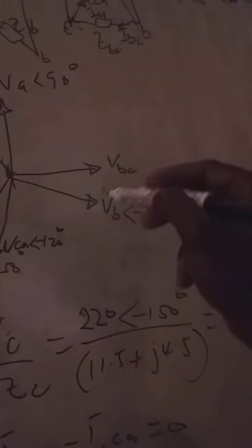Then minus, you now have to find VBC. What is our VBC? Our VBC, if you look at it, is at angle 0 degrees. So that means minus VBC, which is also √3 times 220 at angle 0 degrees, divided by ZBC.